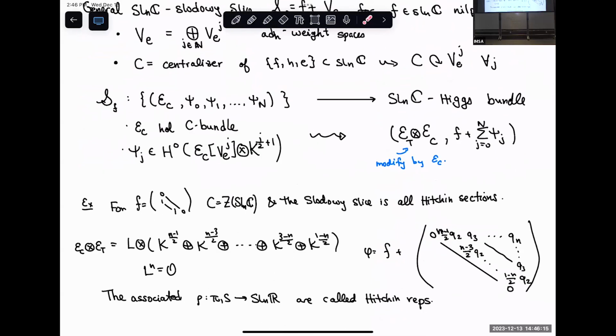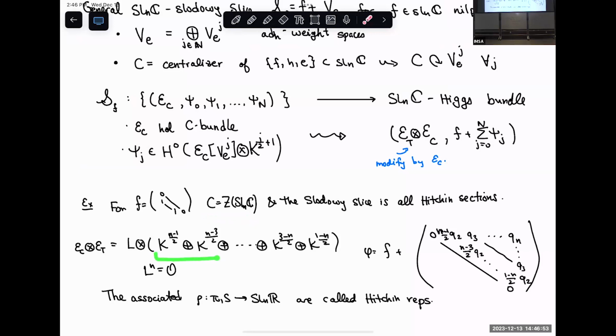Okay, so the example again, what happens when you take the principal SL2 or principal nilpotent? Well, this is exactly what the Hitchin section is. This isn't even a new formalization. This is how Hitchin described the Hitchin section. In this case, one of the defining features of the principal nilpotent is that the centralizer of the principal SL2 is exactly the center of the group. So the C in this case is the center of SL(n, C), and the Slodowy slice is the union of all Hitchin sections.